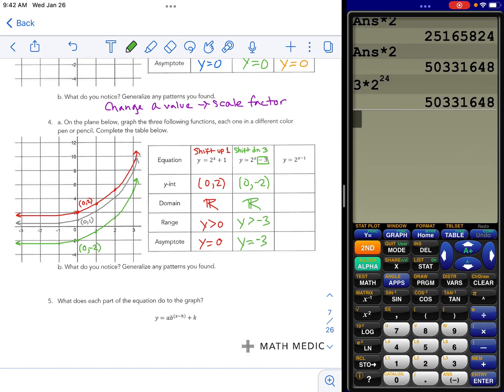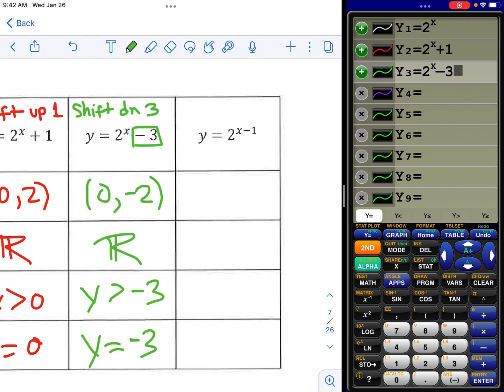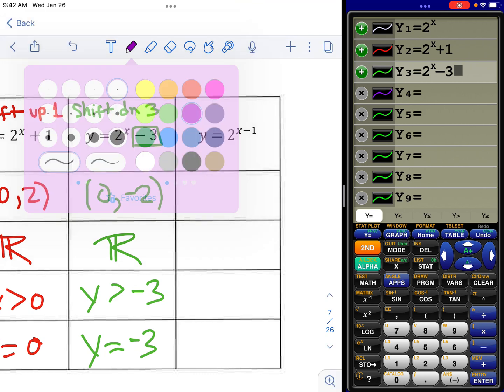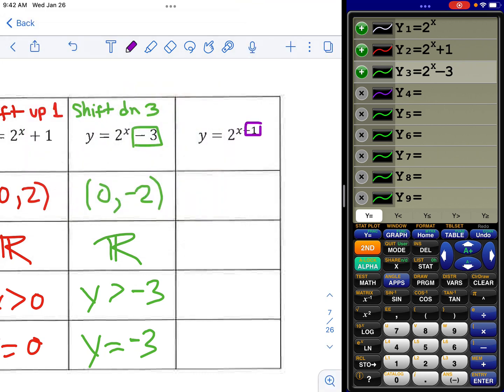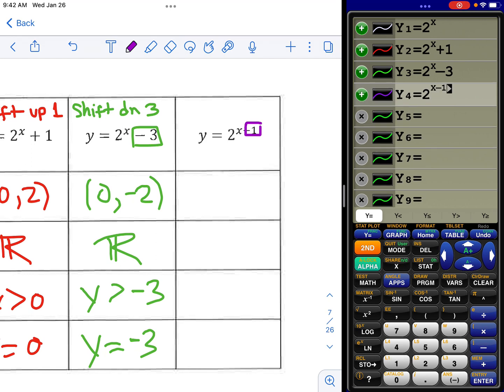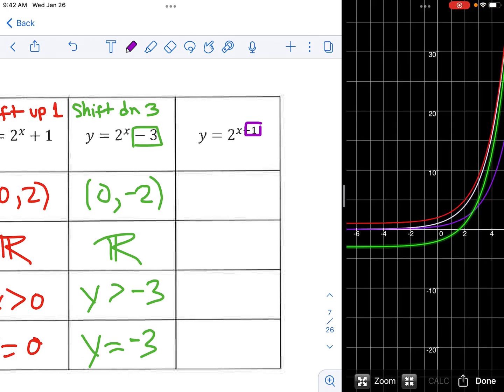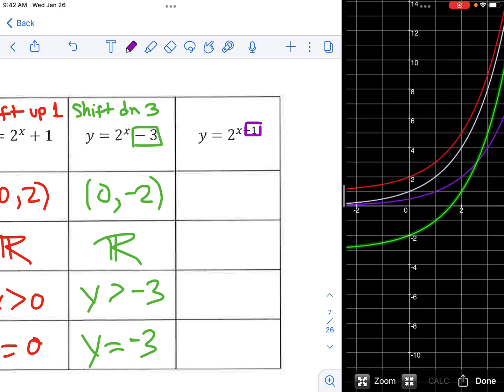Okay, and then this last one, we've got a -1 up in the power. So that's different, right? It's up in the power. It's up here. Okay, so what does that do? So let's go to that purple one. It's 2 to the power x, and I'm going to stay up in the power. I'm going to put -1 in the power. So how is that compared to the parent function? So we look at that, and we see, there it is, that purple one.